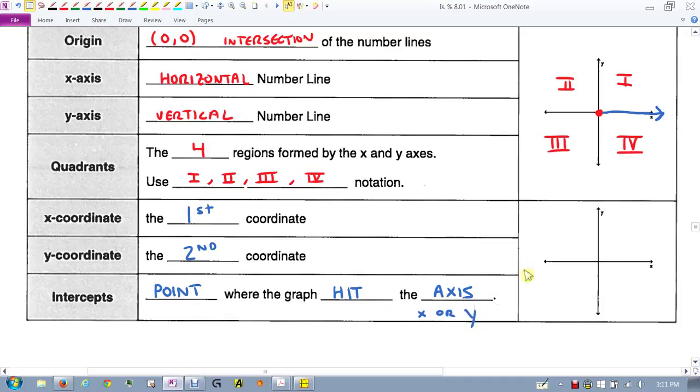So when you draw a graph, if that graph hits the y-axis, it's called an intercept. If it hits the x-axis, it's called an x-intercept. If it hits the y-axis, it's called a y-intercept.